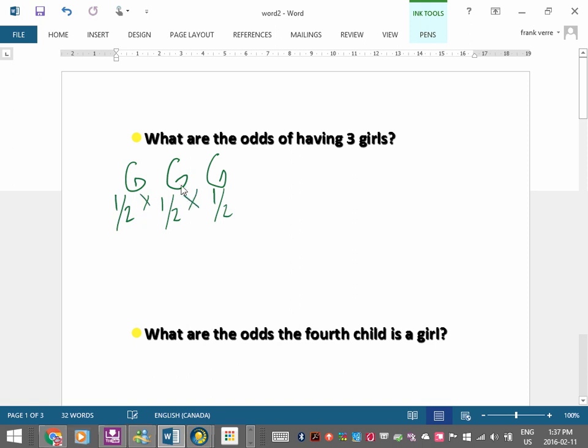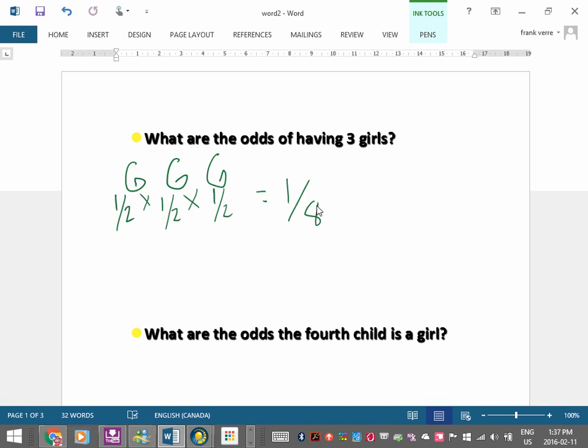So now we use the product rule. Product rule says 1/2 times 1/2 times 1/2 are the odds of the sequence, which is 1 out of 8. Very easy. Very basic stuff. Okay?